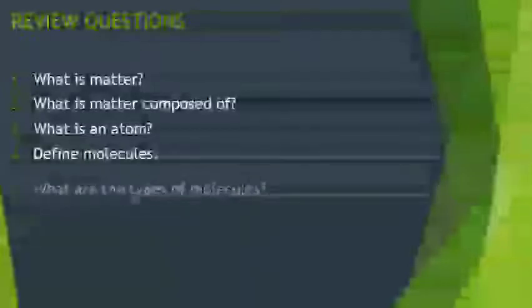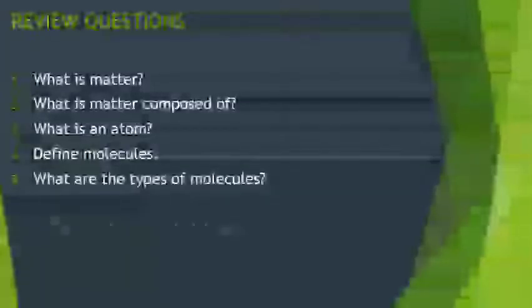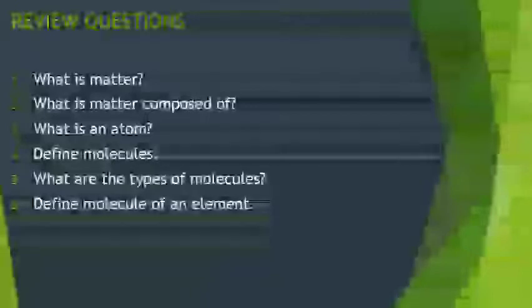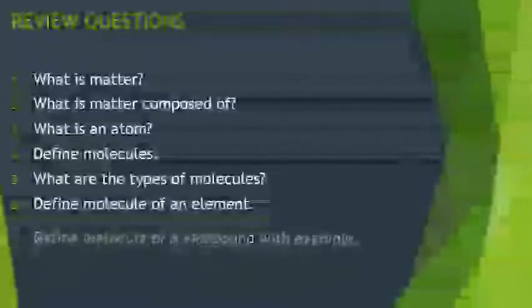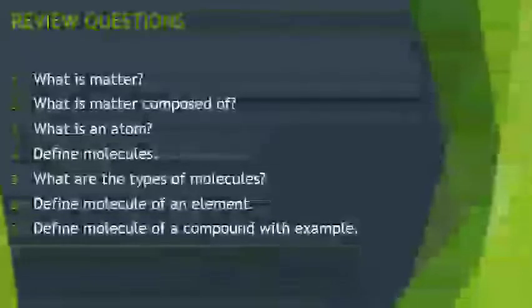Review questions. What is matter? What is matter composed of? What is an atom? Define molecules. What are the types of molecules? Define molecule of an element. Define molecule of a compound with example.